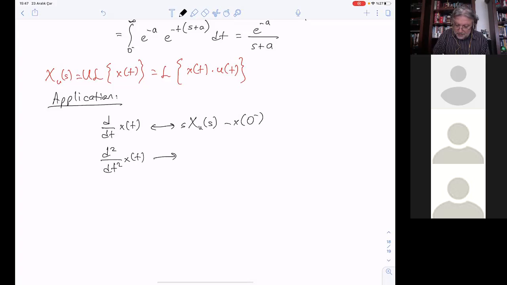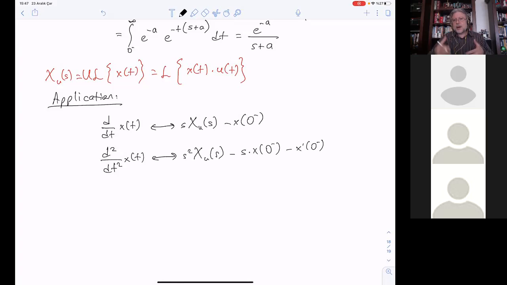the second derivative requires even more information. It requires S squared times X_U(S). That much is the same, but you have to know the initial condition in time, x(0), and multiply it by S. And you have to also know the initial condition on the first derivative. This is the second derivative, so what happened to the first derivative at 0 minus? This you have to know.